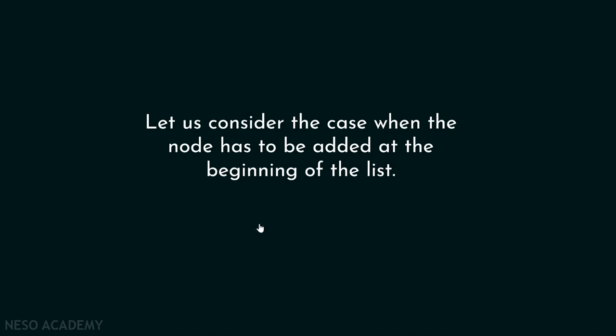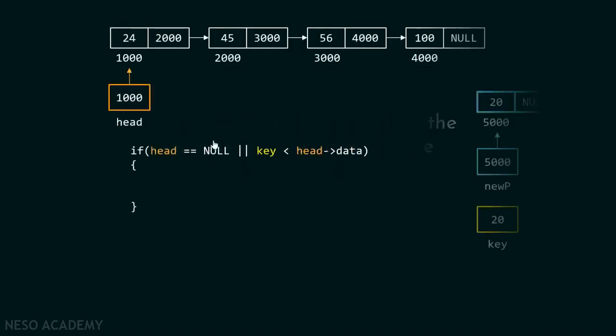That is why our previous code is not taking care of the case when the node has to be added at the beginning of the list. We have to add a separate piece of code for handling that case. For this purpose, I'll put this if construct, that is, if head is equal to null or key is less than head data. If head is equal to null, that means there is no node in the list, or key is less than head data.